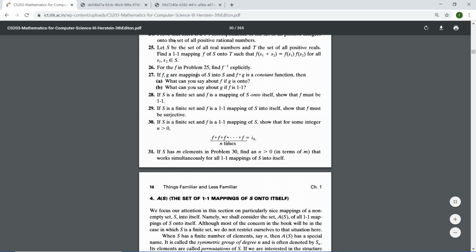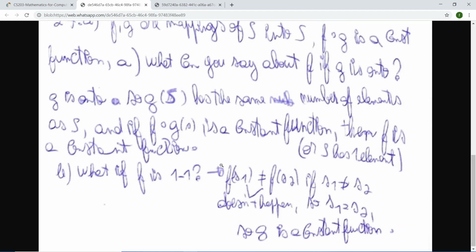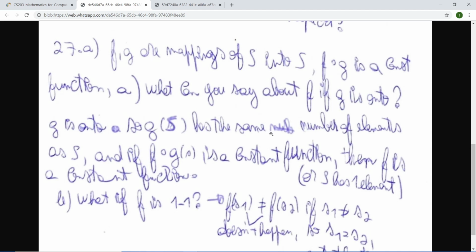F and G are mappings of S into S, and F after G is a constant function. Then, what can you say about F if G is onto? Well, I'm saying here, if G is onto, so G of set S has the same number of elements as S. And if f after g is a constant function, then f is a constant function.